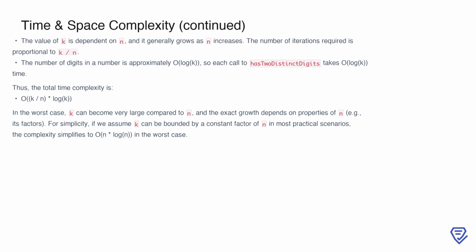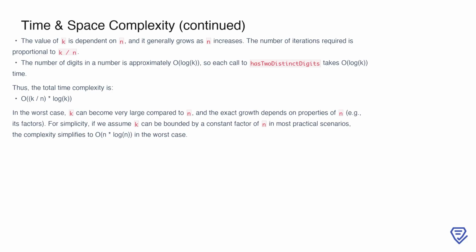Now, let's consider how the number of digits affects the time complexity of the main function. The number of digits in a number is approximately O(log k), where k is the smallest valid multiple. Since has two distinct digits is called for each iteration, and each call takes O(log k) time, the total time complexity of the main function becomes O(k/n * log k).